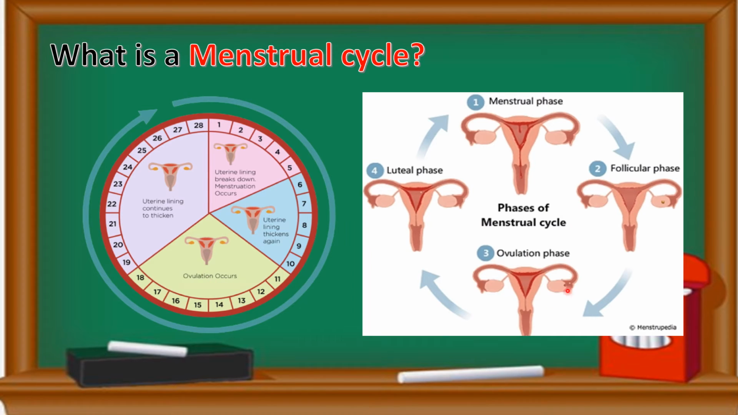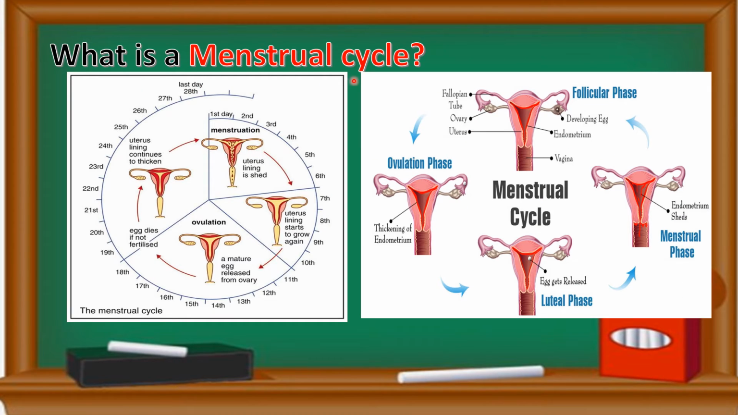Next is the ovulation phase. This is when ovulation occurs. It usually happens on the 14th day. It is when the ovary releases the egg. Next is your luteal phase. In the luteal phase, the uterine lining continues to thicken, ready for implantation.